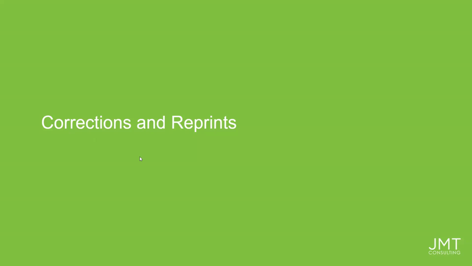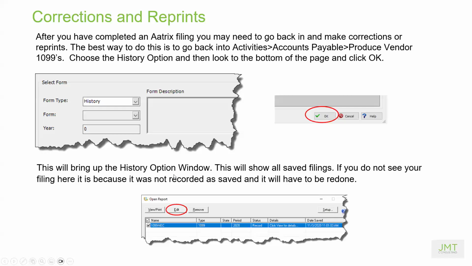How do you do that? Come on, mouse. So, this assumes you finished your filing, and Atrix did all the electronic filing that you wanted to do, even if it's just federal. But let's say you did skip somebody and you need to reprint, or you need to add somebody.